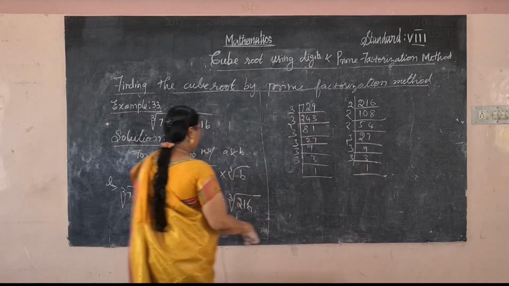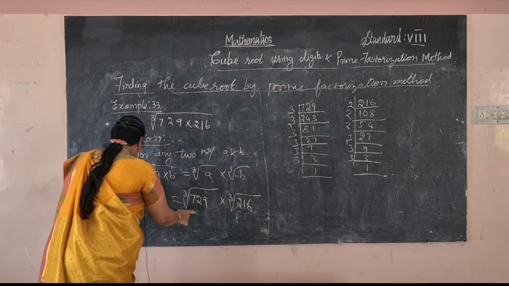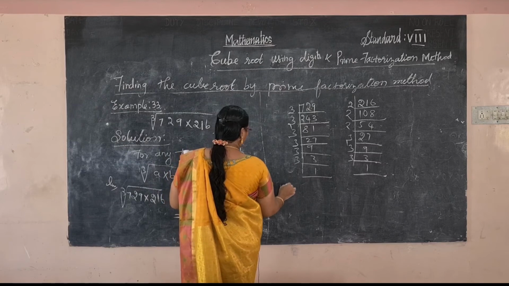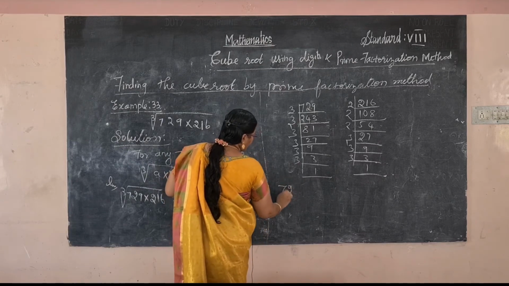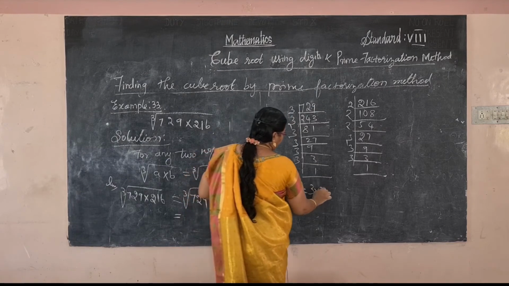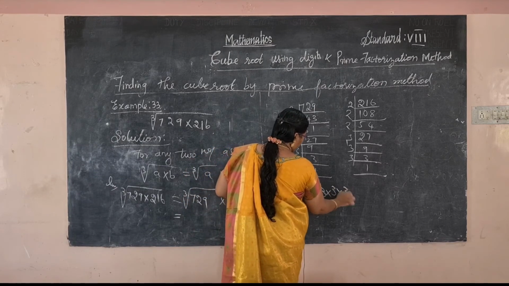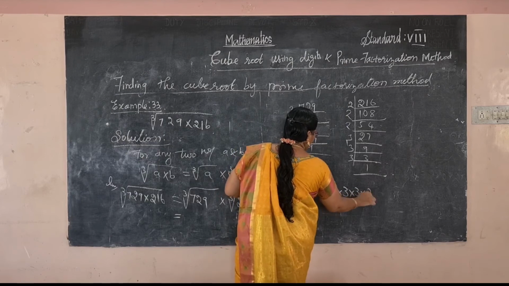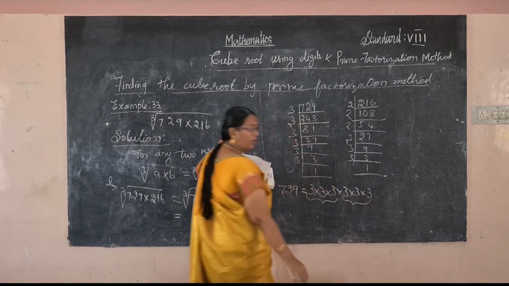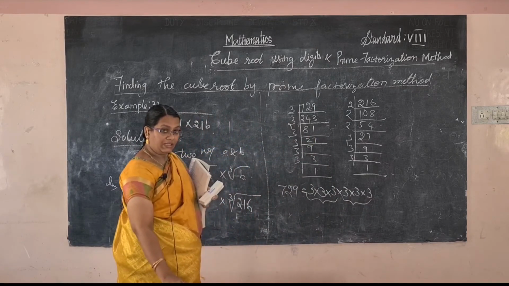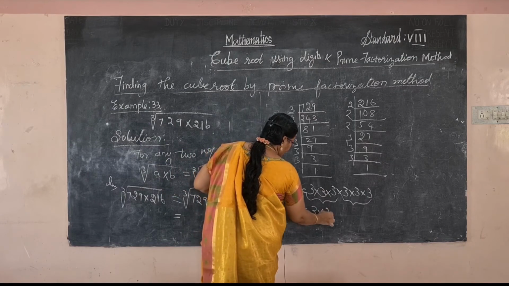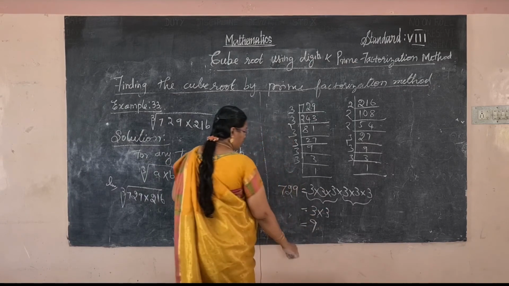Now write the factors. Here write the cube root of, first write the 729. Write the factors. How many factors in 3? 6. Okay, so we have to find the cube root. So the given factors divide into 3 parts. So from this 3 into 3, 9.